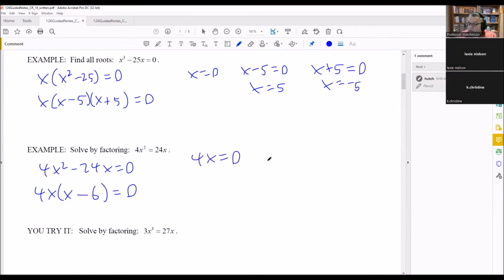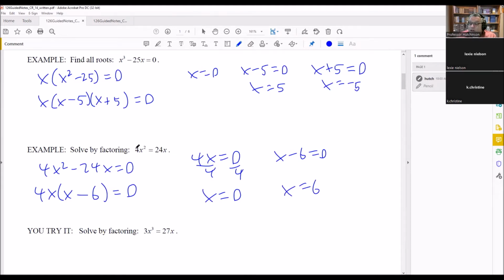Now we use the zero product property, set both of those equal to 0. If you divide both sides by 4 here, you get 0. And then this one, if you add 6 to both sides, you get 6. So you get two answers, 0 and 6.